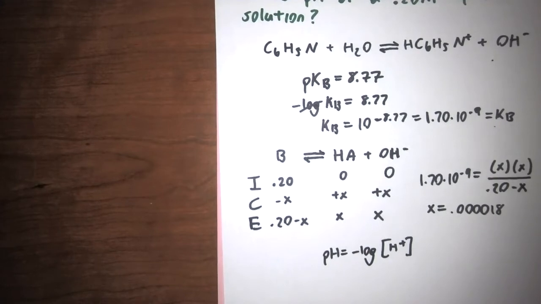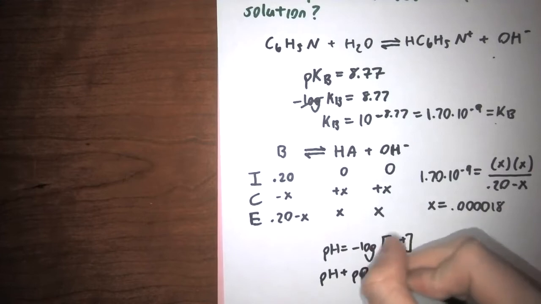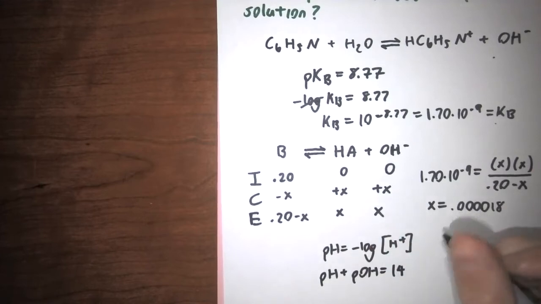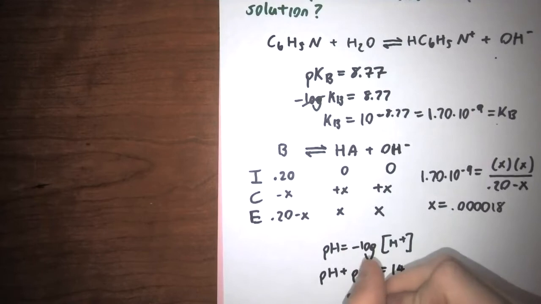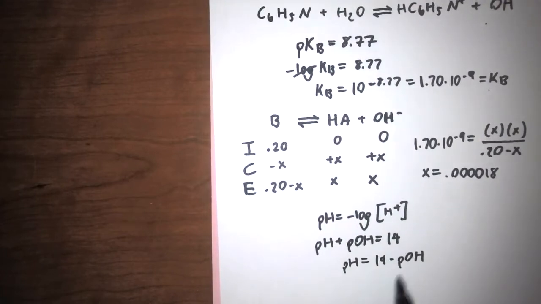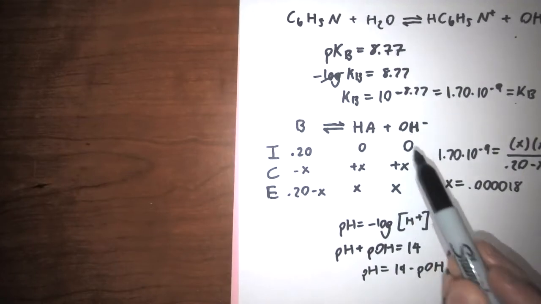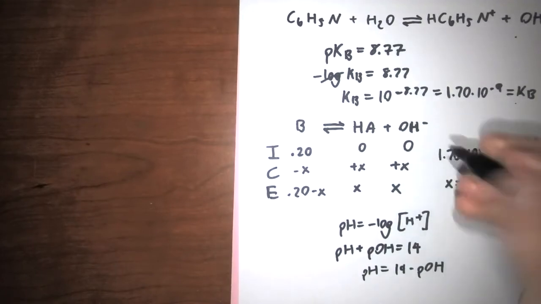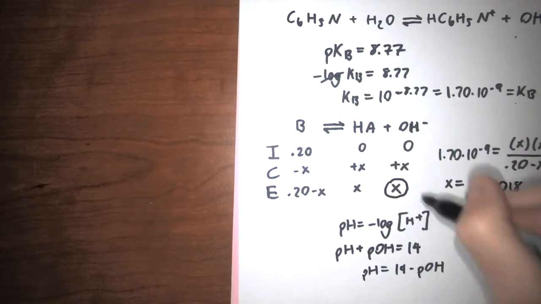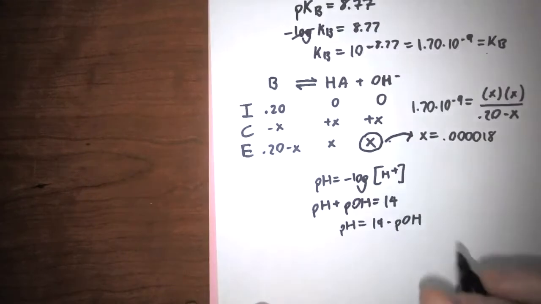So if you're stuck, what do we know about pH and pOH? pH plus pOH is equal to 14. So I could just do pH is equal to 14 minus pOH. Well, I can get my pOH, right? Because I have a concentration of OH minus. My concentration of OH minus just tends to be X. It just somehow happened that it worked out to be X, and we already solved for X. So let's plug in numbers.